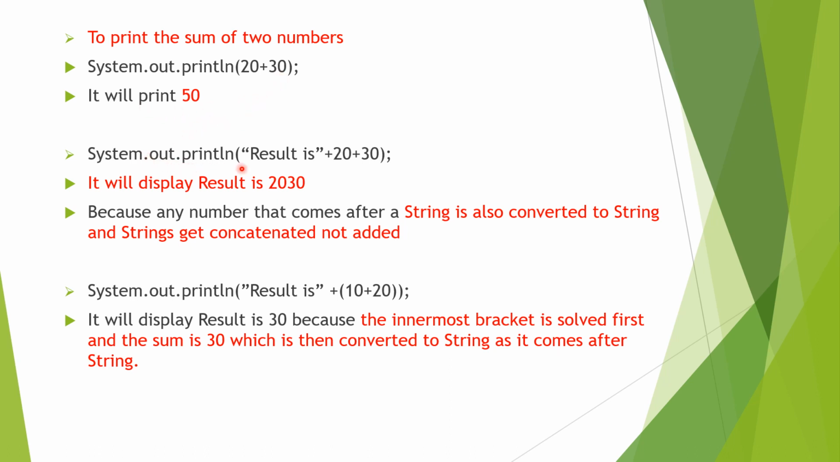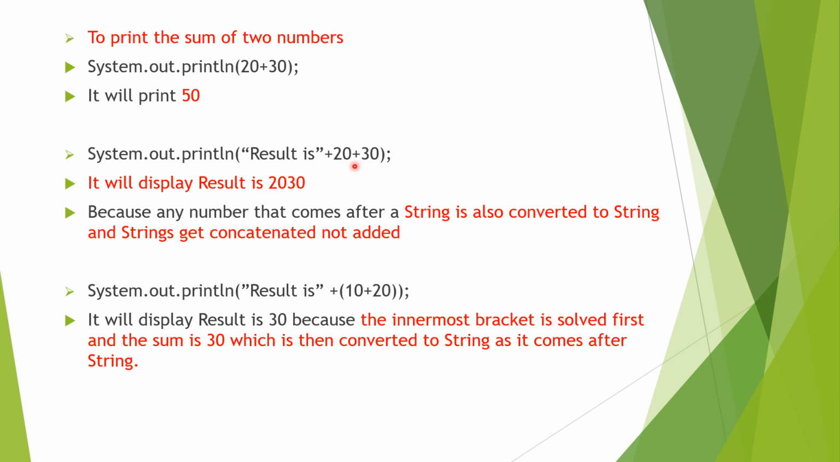Next is System.out.println("result is" + 20 + 30). If this is the statement, what will be the output? See, very important it is. If you write only 20 plus 30, then it will add and print 50. But if you write 20 plus 30 along with a string, "result is", then the output will be result is 2030. This is the output. Result is 2030, not 50. Why? Because whatever you write after the string will be considered a string.